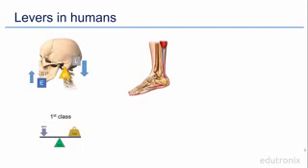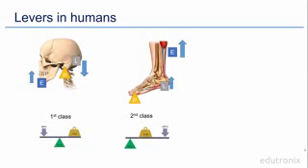Therefore, that is regarded as the pivot. The load becomes your heel, while the effort is at the back of your leg. So when the effort is lifted up, the load, which is the heel, is also lifted up. This is a typical example of a second-class lever because we have the load in the middle.